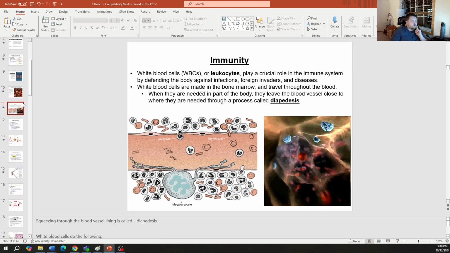Immunity, we'll go into more of the specifics of this, but I want to make sure you know that white blood cells are also called leukocytes. Again, this is just terminology. Leukocytes are white blood cells. They are made in the bone marrow. Most of our blood cells are made in the bone marrow.